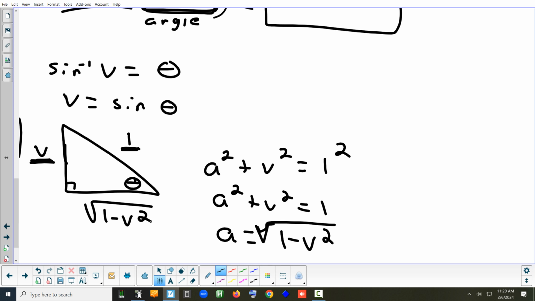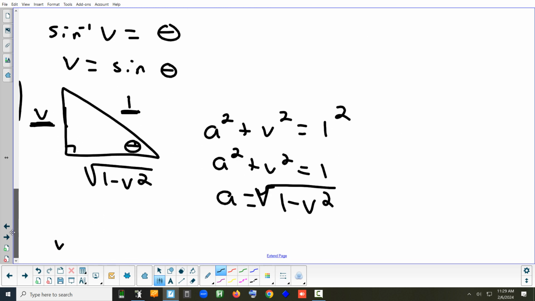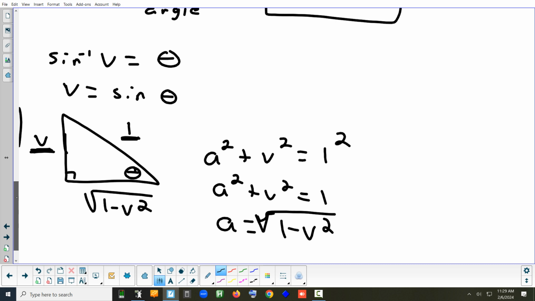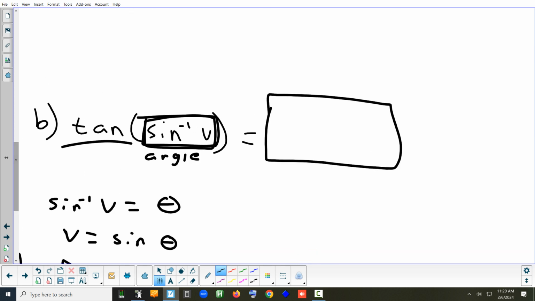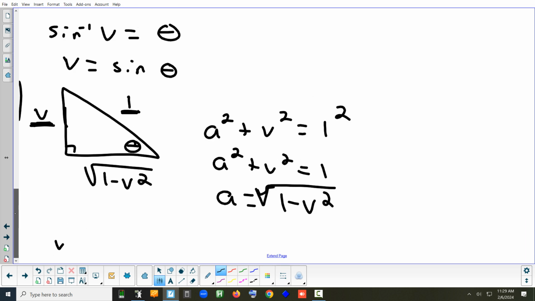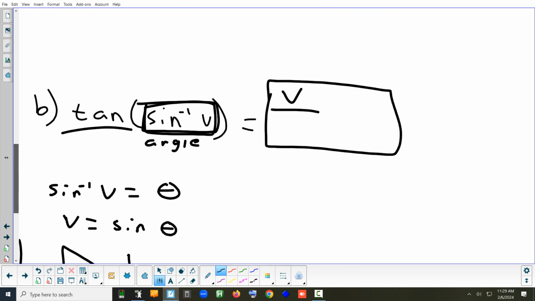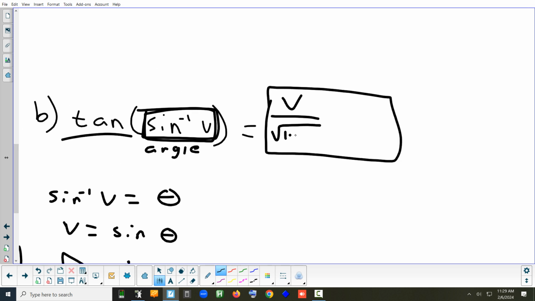Now I've got all three sides, I can find anything they want. Okay, they want the tangent. So opposite over adjacent. What's the opposite? V. Over. And what's the adjacent? Square root of 1 minus v squared.